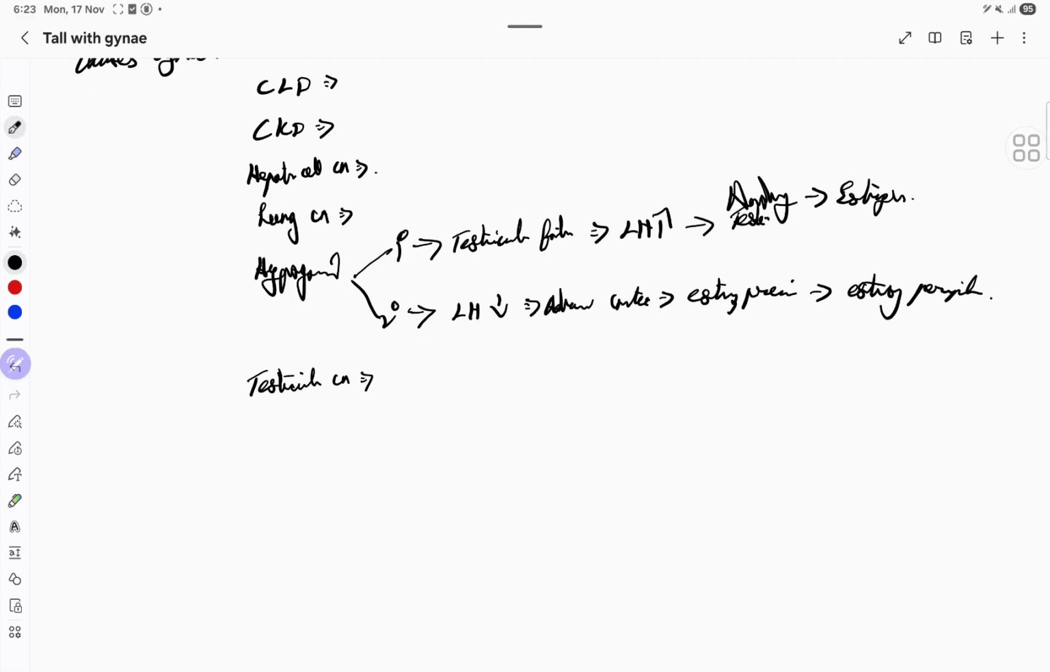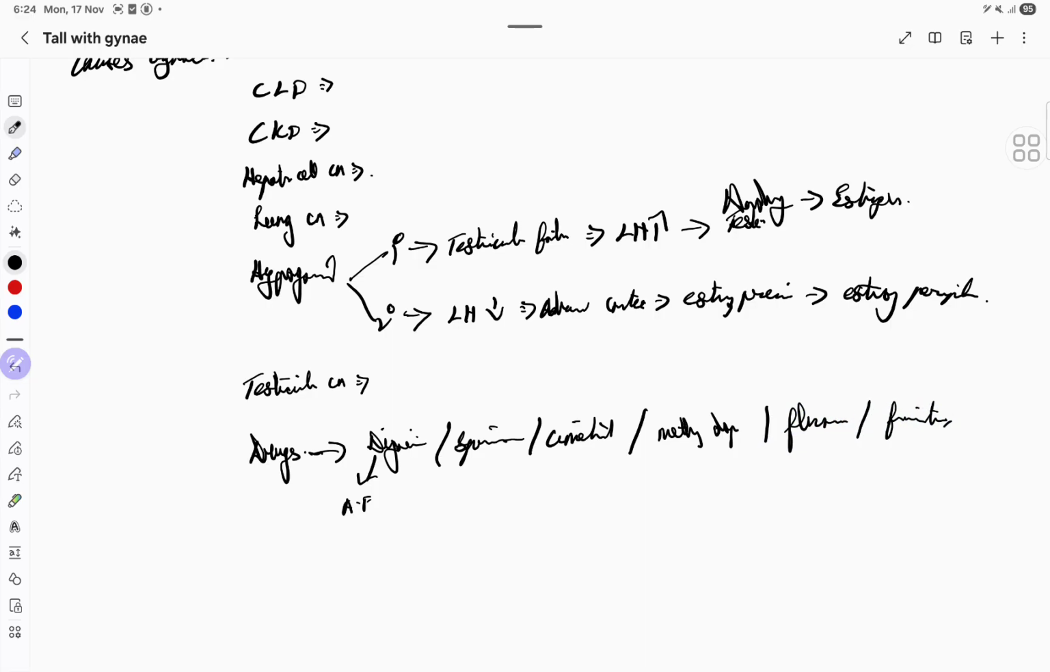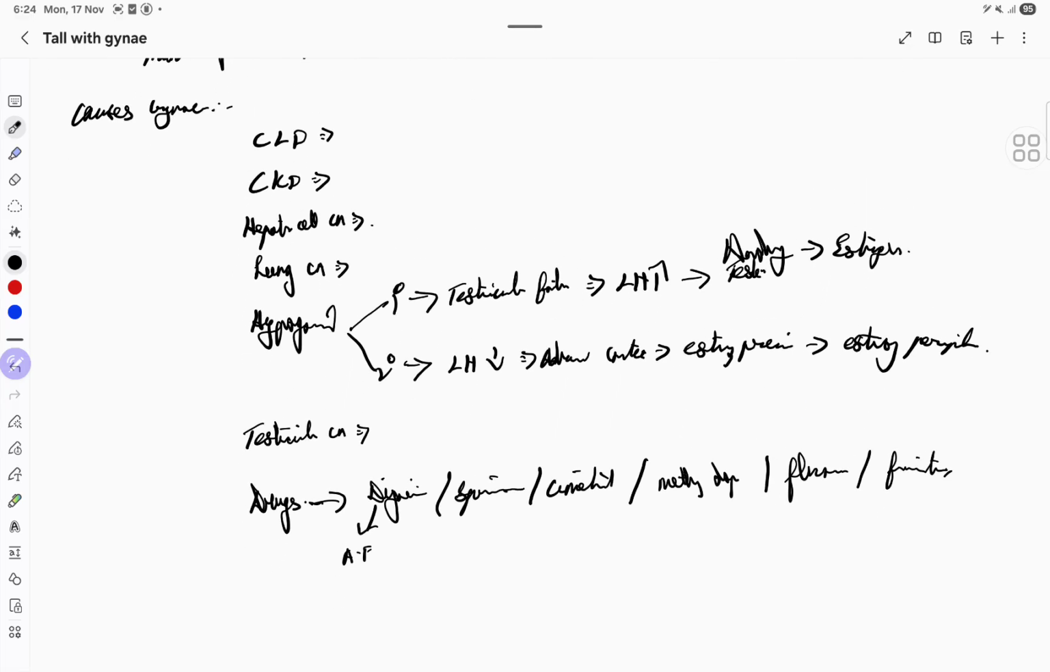And the last main thing is drugs. Look for drugs. Most commonly it is produced by digoxin. Look for AF. If the patient has AF, then the gynecomastia may be due to the intake of digoxin, or spironolactone, then cimetidine, then other drugs such as methyldopa, fluconazole, finasteride, and much more. So you should evaluate the causes of gynecomastia also. Like this, you will be assessing the tall stature with gynecomastia patient.